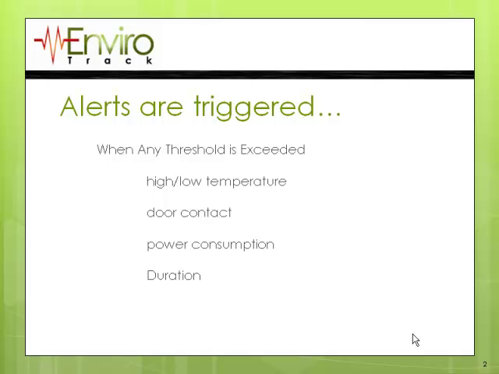We've had a lot of people ask for these new services. In our software application, we send alerts when things are triggered, like the thresholds that are defined by the customer. When any threshold is exceeded, like a high or low temperature, a door contact being open, exceeding the maximum power consumption that you've configured, or even a duration, a time. Let's say a door has been open for so long and you want to be notified. Those are when the alerts are triggered and sent to the end user or the person responsible to respond to those.